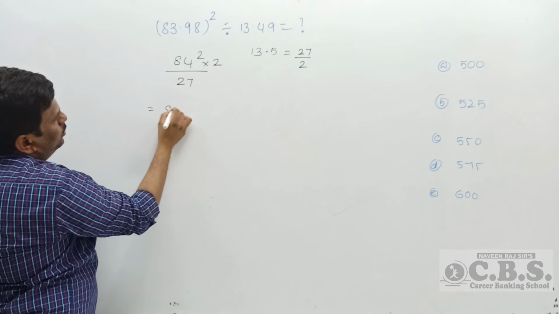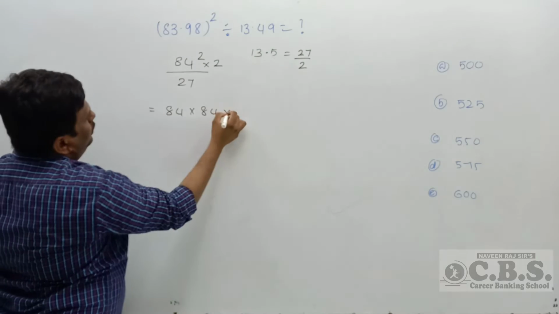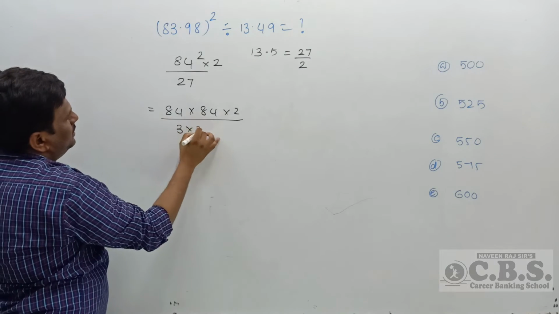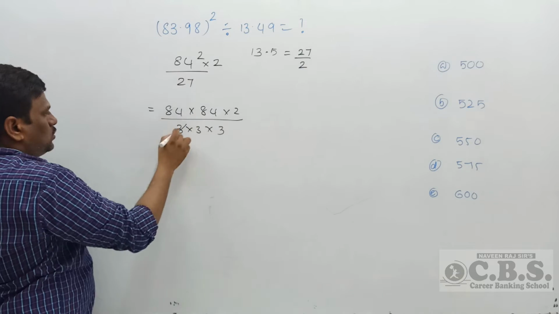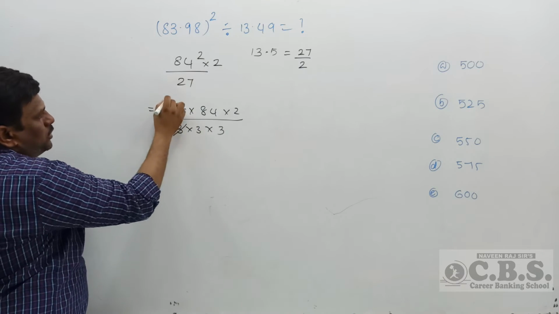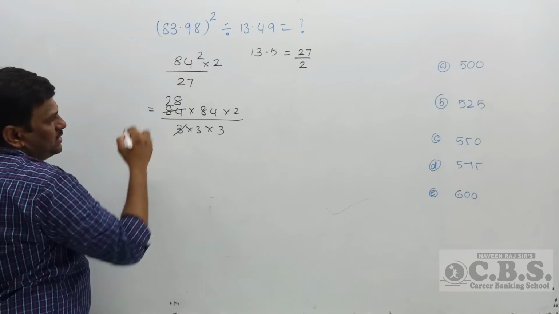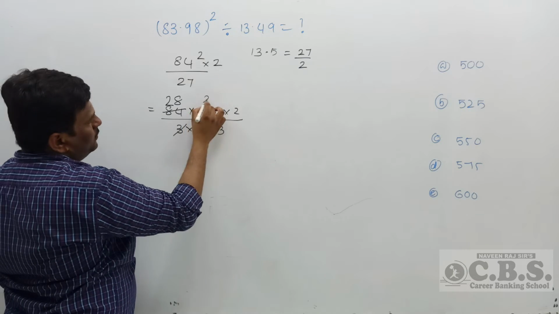Okay, so I do 84 into 2 divided by 27. You can write prime factorization 3 into 3. So I do 3 table. 3 2s are 6, 3 28s are. Next how much? 3 28s are.